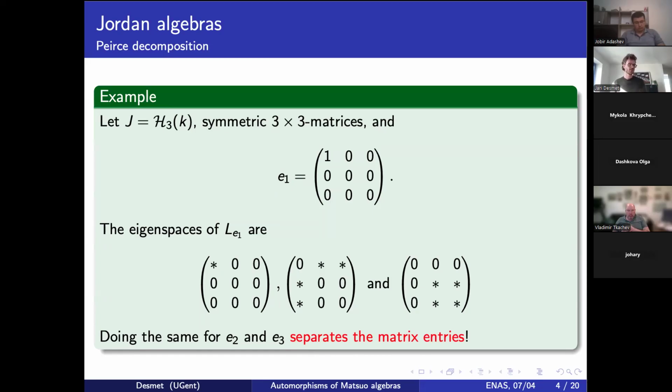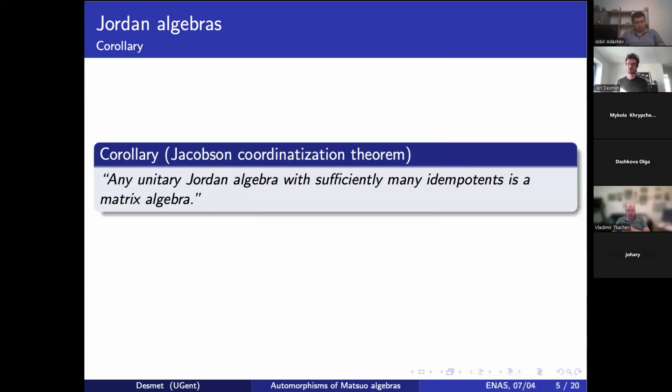And this is formalized in the so-called Jacobson coordinatization theorem, where I've written some vague result here, that any unitary Jordan algebra with sufficiently many idempotents, take it with a grain of salt, but they have to be very specific. But the slogan is really that any unitary Jordan algebra with sufficiently many idempotents is in some sense a matrix algebra. So really what we see is that this Peirce decomposition, this decomposing with idempotents, proves some very powerful results, at least in the theory of Jordan algebras.